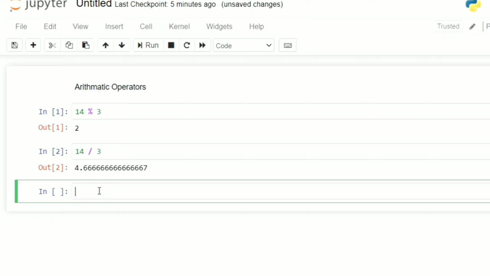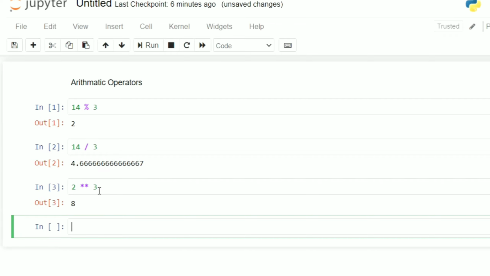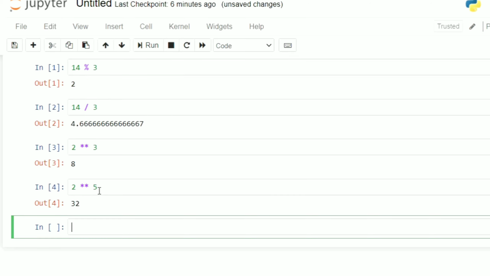Then I have the exponentiation operation. In the exponentiation operation we can write it like this: 3 exponentiation of 2, or 2 exponentiation of 3. You can see 2 raised to the power 3 comes out to be 8. Or if I write 2 raised to the power 5, that comes out to be 32. So this is the exponentiation operation.